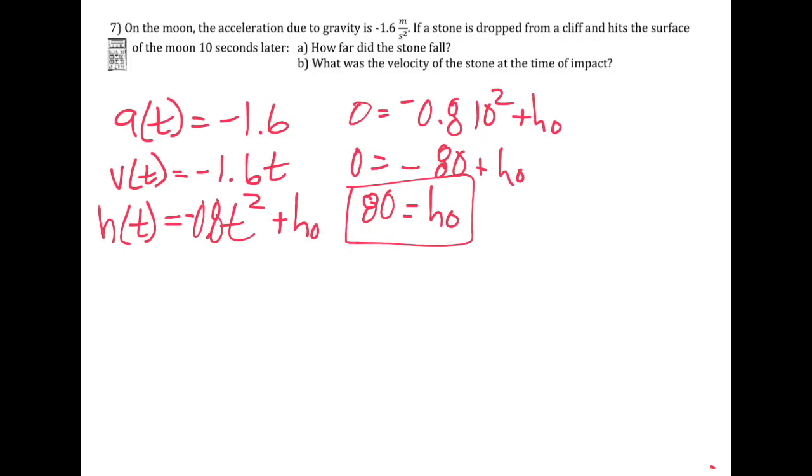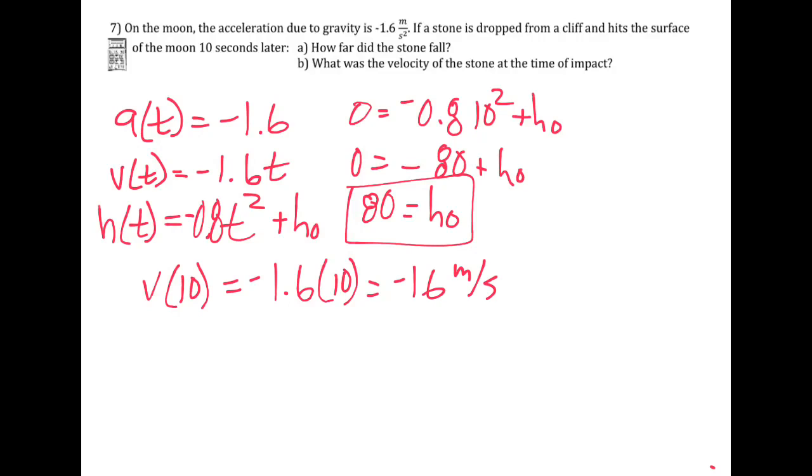Okay, well, what was the velocity of the stone at the time of impact? Well, that's v of t. The time of impact was 10 seconds. So v of 10 equals negative 1.6 times 10 seconds, which equals negative 16, I think is how math works. So negative 16 meters per second was the velocity at the time of impact. And we're done.